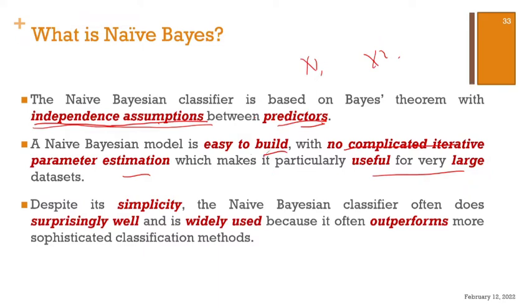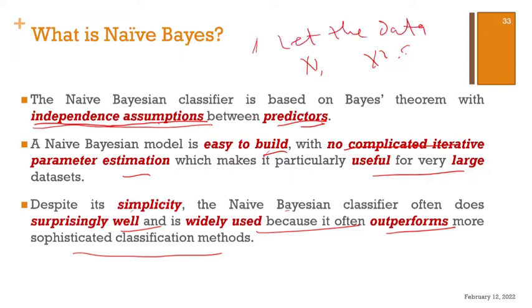Despite its simplicity, Naïve Bayesian classifier often does surprisingly well, and it's widely used because it often outperforms more sophisticated classification algorithms. So sometimes, just like I used to tell us, the principle of let the data speak. Let the data speak.